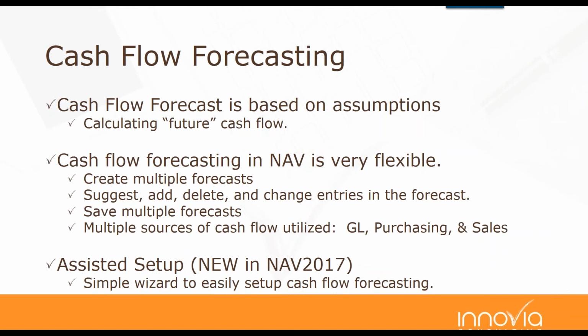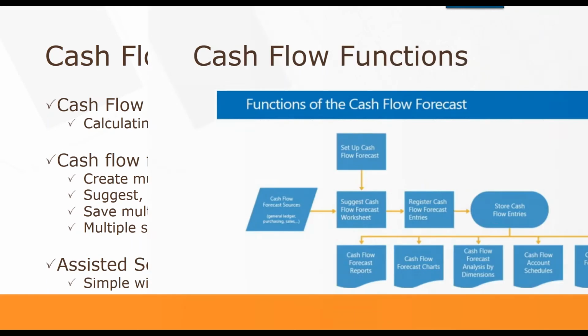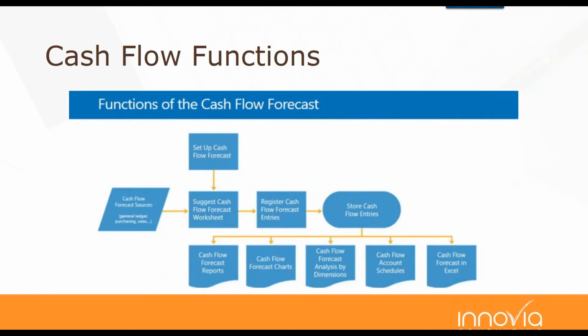It uses a number of cash flow sources from NAV in the GL, the purchasing, and the sales modules. And we're going to cover all those sources in one of the next few slides in detail. And also, lastly, we're going to talk a bit about the assisted setup, which is new in NAV 2017. It's a simple wizard that will walk you through setting up cash flow forecasting. And we'll look at that a little bit as well.